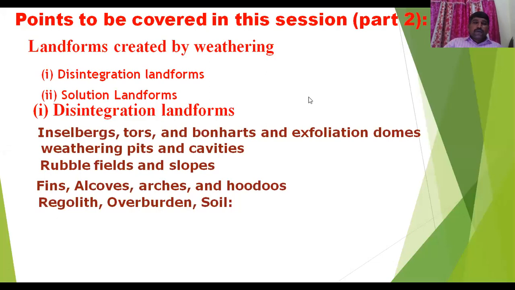Regolith, overburden soil. The general definition of regolith overburden soil is the disintegrated and decomposed mineral and organic matter occurring naturally on the Earth's surface. The terms regolith and overburden are general terms applied to any sediment overlying bedrock. They may be transported or formed in situ by weathering.